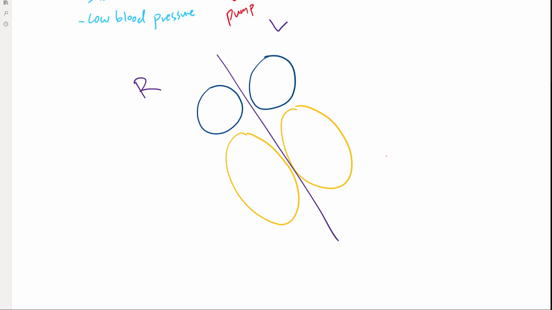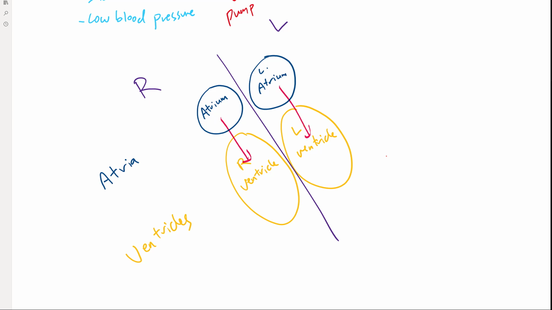The upper chambers, each one of them is called the atrium. So this will be the right atrium, this will be the left atrium. Both we'll call atria. The lower chambers, also left and right, each one is called a ventricle. So this is the right ventricle, this is the left ventricle. Both are called ventricles. So the blood always flows from the atrium to the ventricle, from above to down.